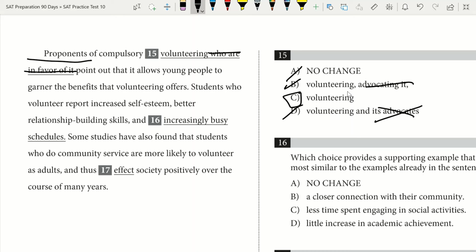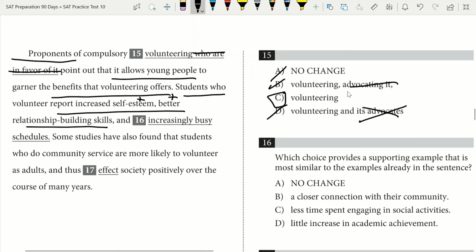All right, moving on, we got point out that it allows young people to garner the benefits that volunteering offers. Students who volunteer report increased self-esteem, better relationship building skills, and, okay, those are 2 positive benefits. Okay, this third one better be a positive benefit, otherwise it's out of line. Okay, so our choices here, we have the question, which choice provides a supporting example that's most similar to those already in a sentence? It has to be something positive. We have increasingly busy schedules. No. Okay, that's not a positive. B, a closer connection with their community. Yes, that's a positive. Option C, less time spent engaging in social activity. Negative. A little increase in academic achievement. Also not a positive. Okay, only positive there's B.